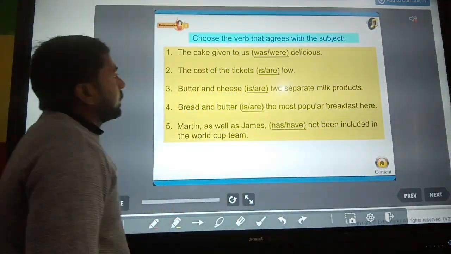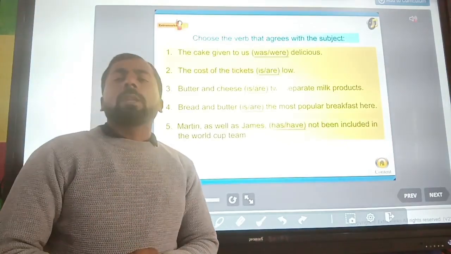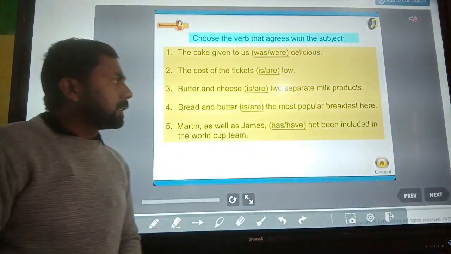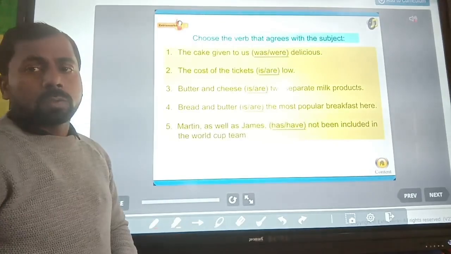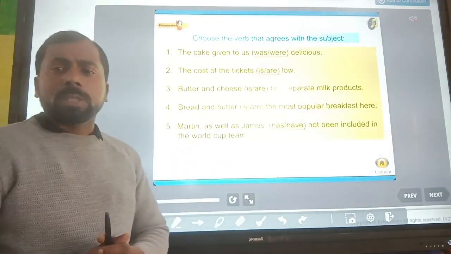Next, I think you already know about that, the verb subject agreement. So you can see here the book work. Read this statement and solve it in your copy.